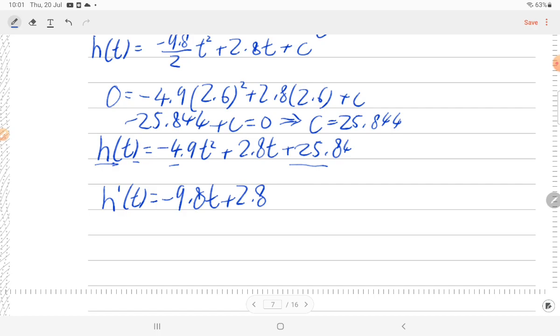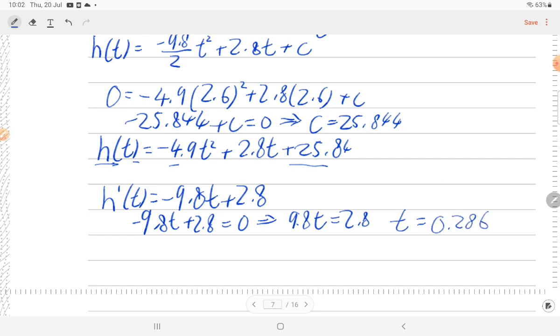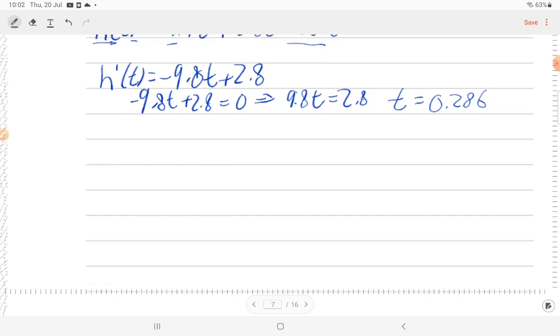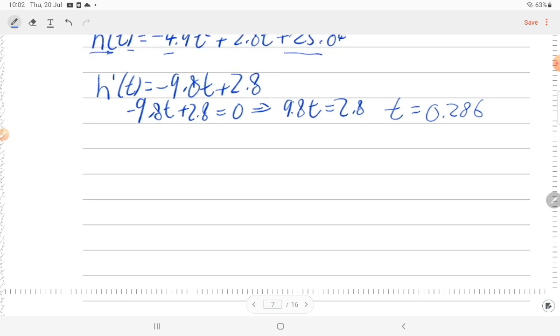When h dash of t is equal to 0, it is a maximum, so negative 9.8t plus 2.8 is equal to 0. This gives 9.8t is equal to 2.8. This means t is equal to 0.286. So this is our max: at 0.286 seconds we will reach our maximum height.